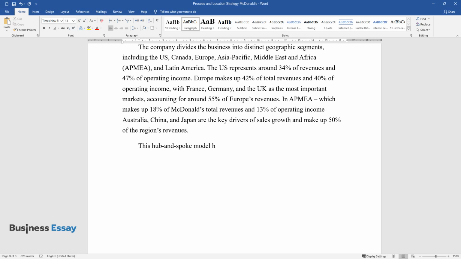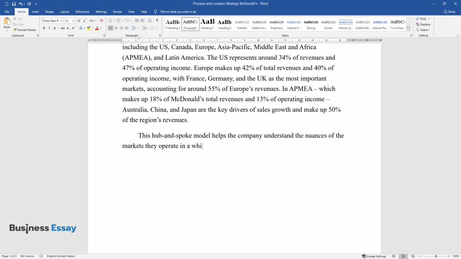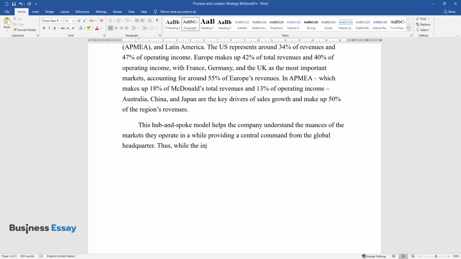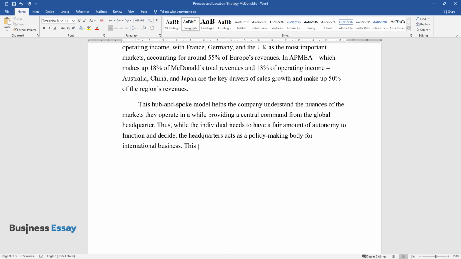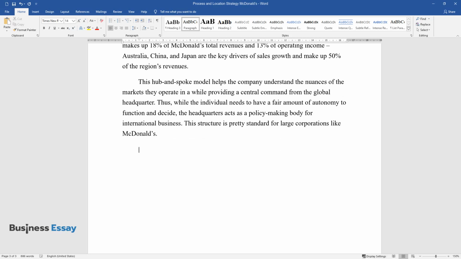This hub-and-spoke model helps the company understand the nuances of the markets they operate in while providing a central command from the global headquarters. Thus, while the individual units need to have a fair amount of autonomy to function and decide, the headquarters acts as a policy-making body for international business. This structure is pretty standard for large corporations like McDonald's.